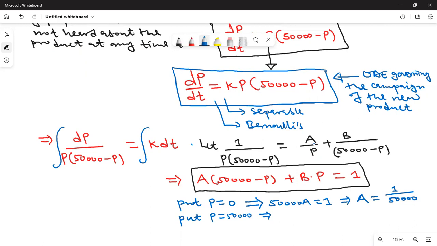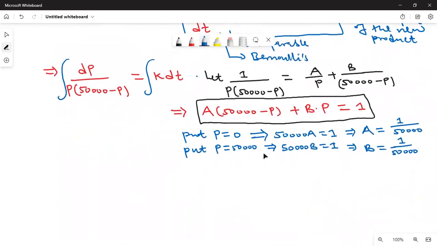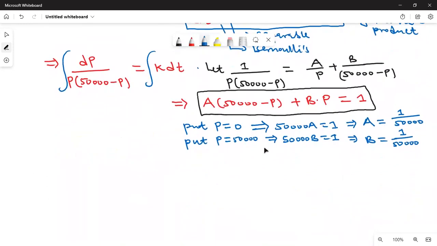So that means the term containing A will vanish. So we simply have 50,000 B is equal to 1. When you make B the subject, we get B is equal to 1 over 50,000. So then I can rewrite the integrand on the left-hand side in terms of those partial fractions.